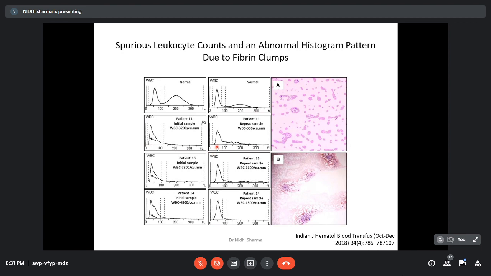And then when you get a fresh sample, you will find that this limb has now changed, and therefore the count that you now get is the true count, when before you were getting a spuriously high leukocyte count.